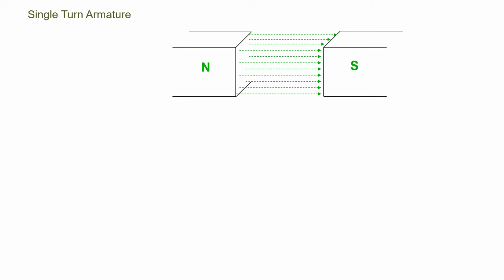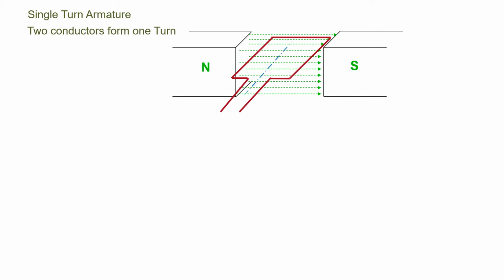We will understand the generator principle when a single turn armature is kept in the magnetic field. Two conductors forming one turn is shown in the figure. You can see the axis of the turn. Around this axis, if you rotate the armature clockwise, the left side conductor will move upwards, the right side conductor will move downwards.